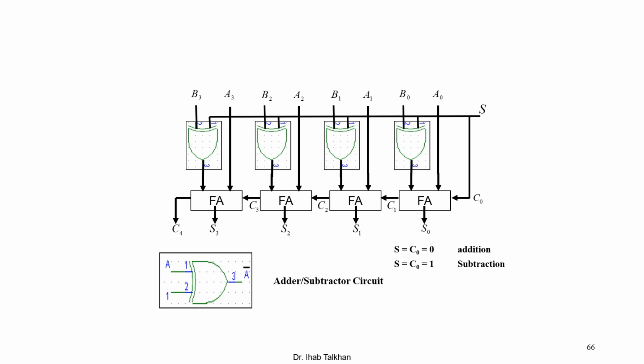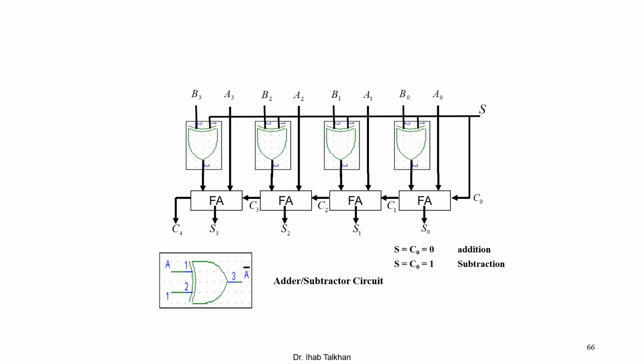If you need to do subtraction, you have S equal to 1, which means the initial value C0 will equal 1, and 1 with B0 will give you B0 bar, 1 with B1 will give you B1 bar, 1 with B2 will give you B2 bar, and 1 with B3 will give you B3 bar, and this happens to be the subtractor. So actually, if you need to subtract, you need to put S equal to 1. If you need to add, you need to put S equal to 0, and this is how we have built what is called the adder-subtractor circuit.